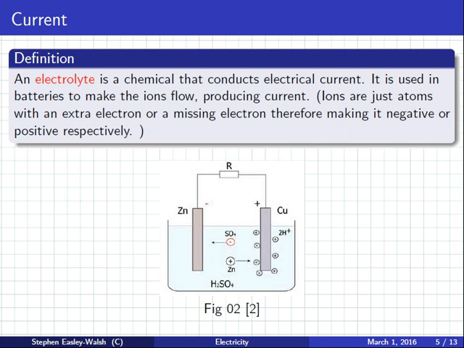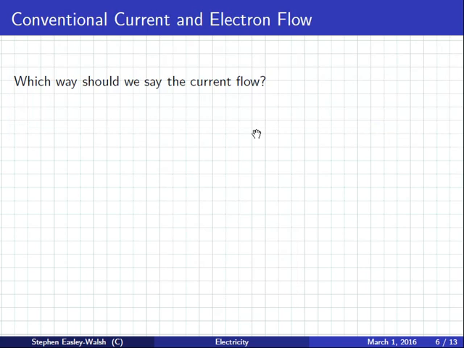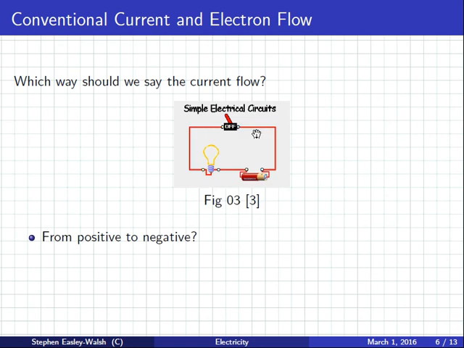Let's look at what's next now. Which way should we say the current flows? I have a little picture here. Here's a battery. Here's a light bulb. Here's a switch. So, should we say the current flows from positive to negative? Or maybe we should say from negative to positive. Or which is it? No. Positive. You said both, didn't you? Yeah, correct.